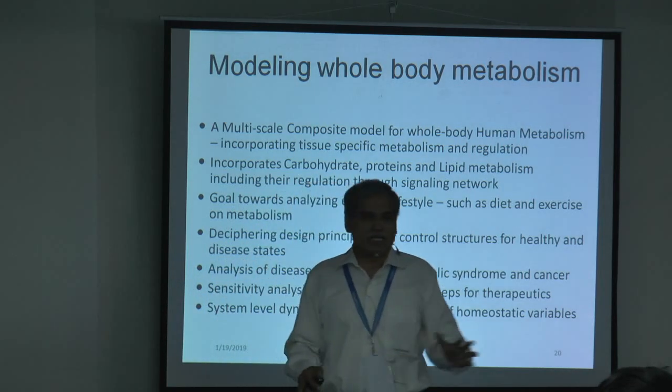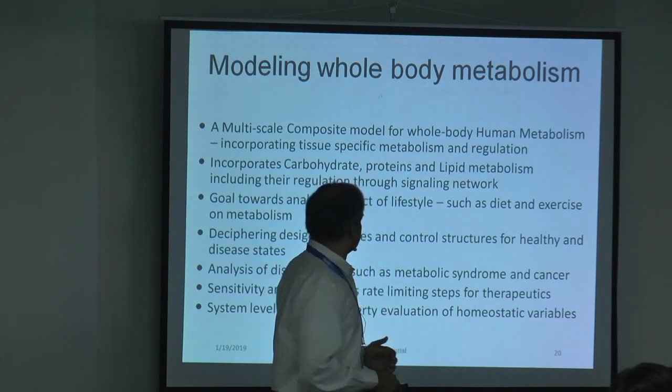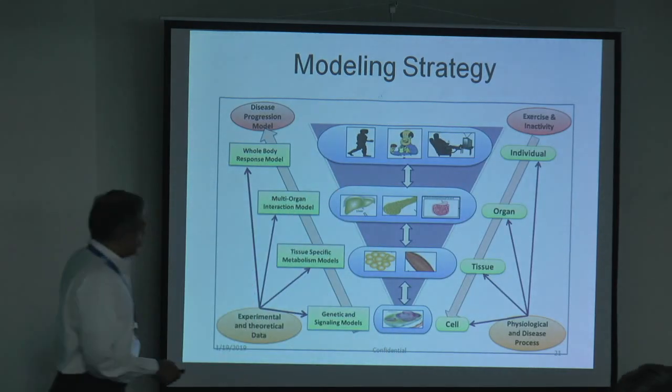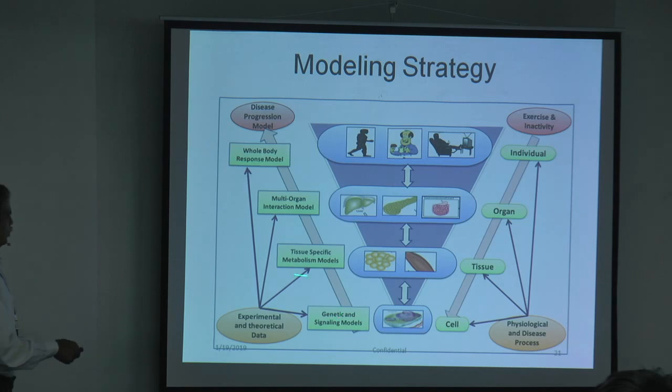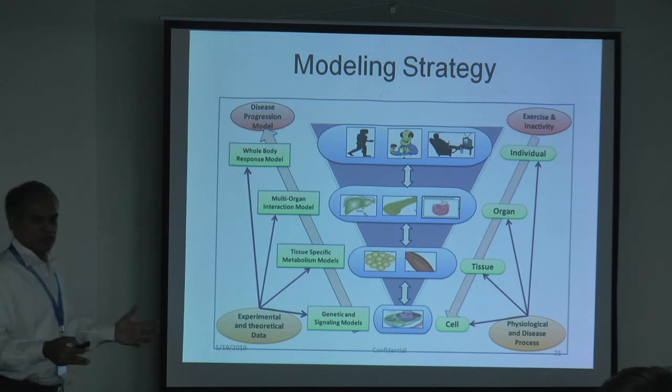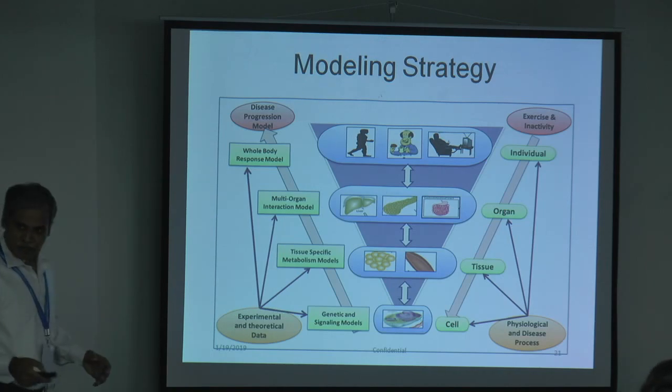What we have been doing in the last 10 years is trying to build a whole body physiological model. We looked at modeling genetic and signaling models at the cell level, took it to the tissue, looked at organs and then the individual. So we build tissue-specific models, multi-organ interactions, and then the whole body response. We also try to capture the effect of lifestyle. So we look at a lot of theoretical data, physiological data, and then try to build models on these kinds of things.